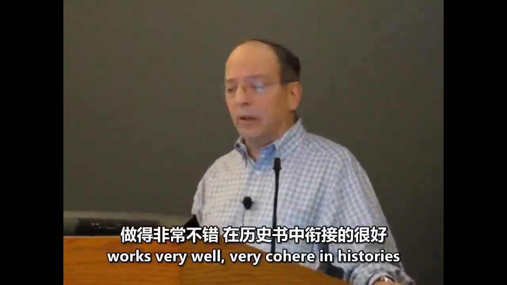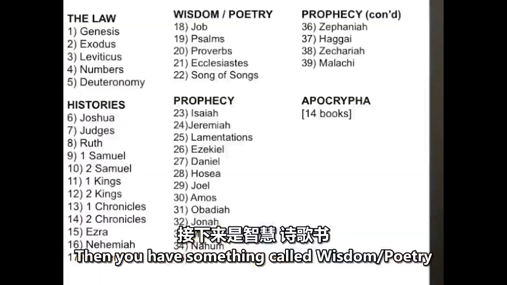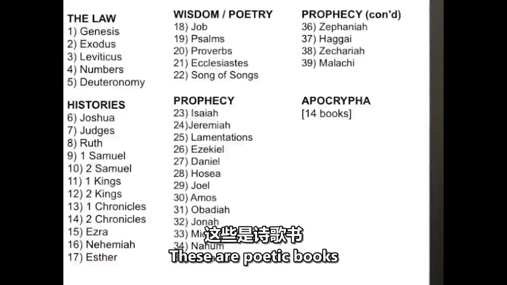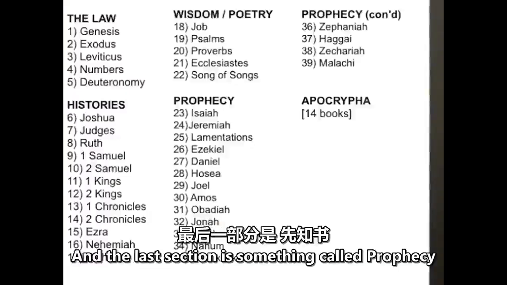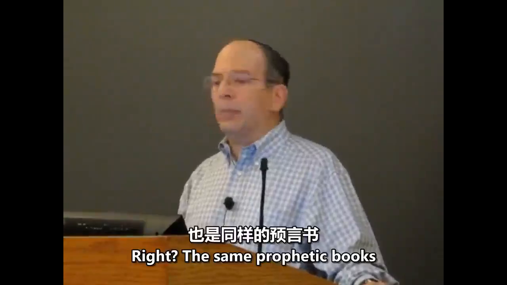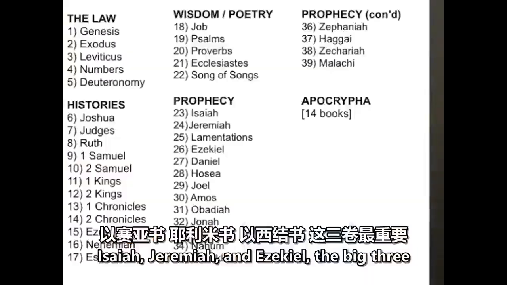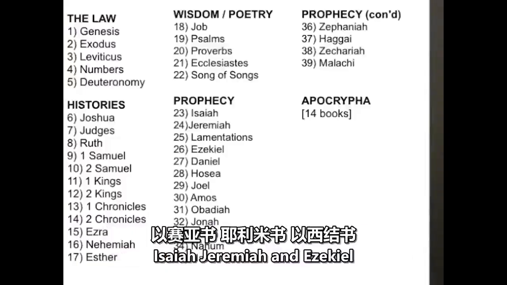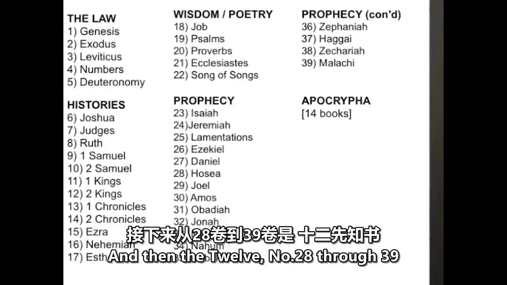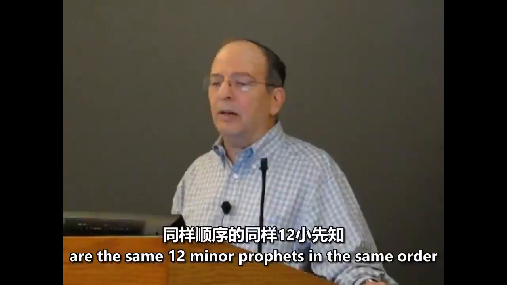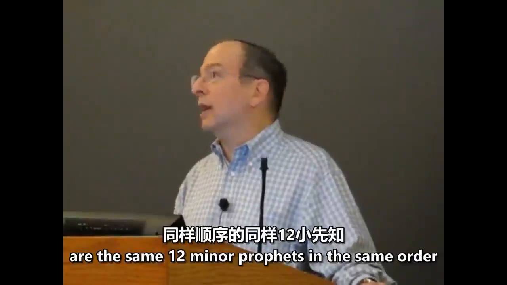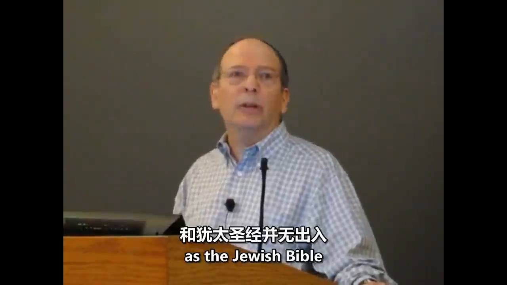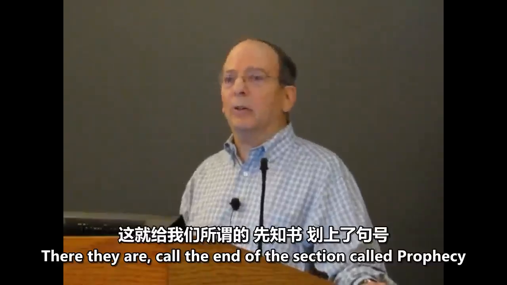It's very coherent. You have histories, then you have something called wisdom/poetry. These are poetic books. And the last section is something called prophecy. Right, the same prophetic books, Isaiah, Jeremiah, and Ezekiel, the big three. Lamentations is an appendix to Jeremiah. Isaiah, Jeremiah, Ezekiel, and then the 12. Number 28 through number 39 are the same 12 minor prophets in the same order as the Jewish Bible. Here they are stuck on the end of a section called prophecy.